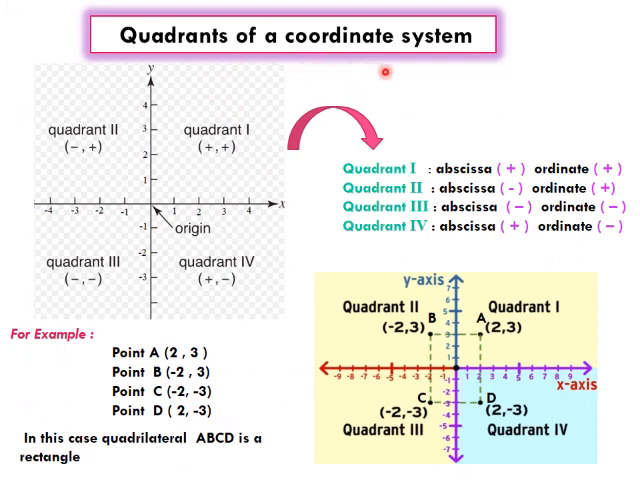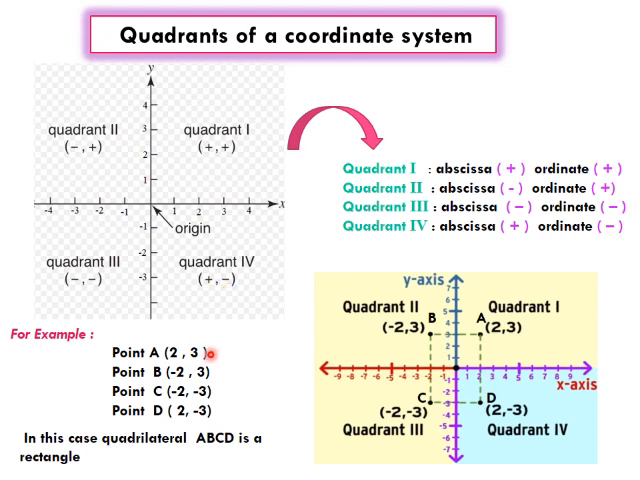Quadrants of a coordinate system. A coordinate system has 4 quadrants. In quadrant 1, the abscissa and the ordinate are positive. In quadrant 2, the abscissa is negative while the ordinate is positive. Quadrant 3, the abscissa and the ordinate are negative, and quadrant 4, the abscissa is positive while the ordinate is negative. Let us take examples.